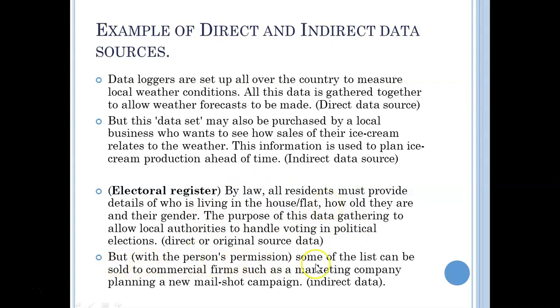But with the person's permission, some of the list can be sold to commercial firms, such as a marketing company planning a new mail shot campaign. So in this case, it would be indirect data in relation to the marketing company. The marketing company will use information that was originally collected for voting purposes for their marketing campaign. So that is why it's an indirect data source for the marketing campaign, but for the local authorities, it's a direct data source because that information was collected for the purpose of voting.